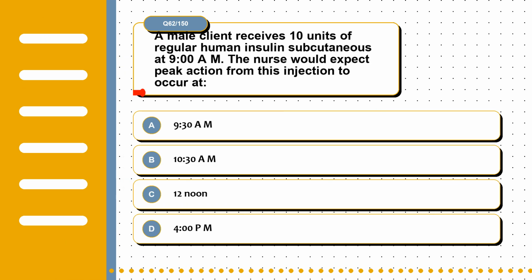Question 62. A male client receives 10 units of regular human insulin subcutaneous at 9 p.m. The nurse would expect peak action from this injection to occur at. Here are the options. Option A, 9:30 am. Option B, 10:30 am. Option C, 12 noon. Option D, 4:00 p.m.